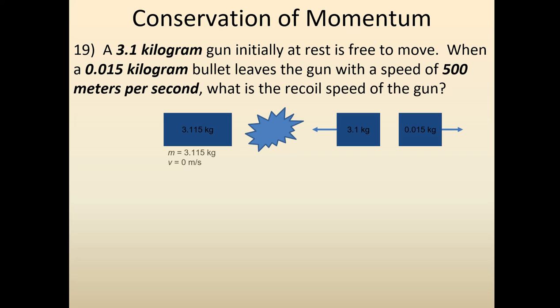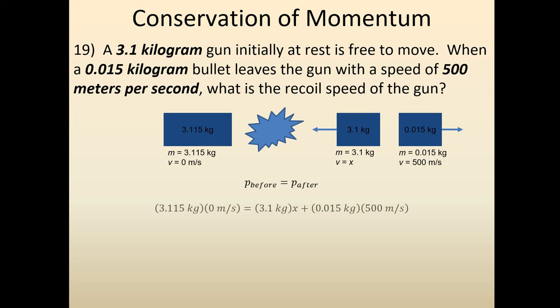All right, so then we write our masses and velocities on each term: 3.115 and 0, 3.1 and x, and then 0.015 and 500. P before equals P after. We multiply their masses and velocities. 3.115 times 0 equals 3.1x plus 0.015 times 500. Clean it up, solve for x, and we get negative 2.42 meters per second, which just means that it's going to the left, as we already established.